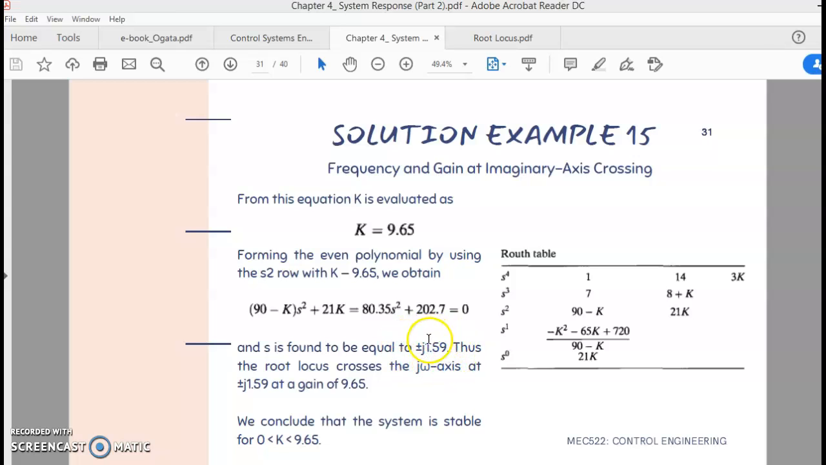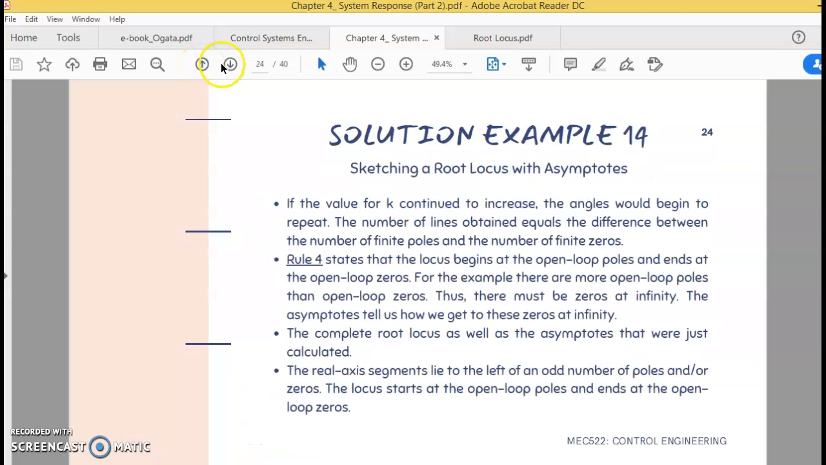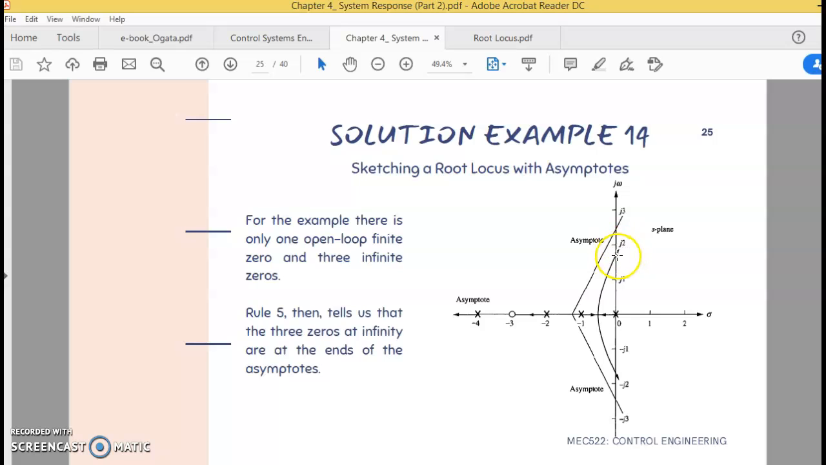Make sure this value is less than the j omega intercept for the asymptote. If it is bigger, it means something is wrong, meaning you calculated wrongly. So this is the intercept value on the j omega axis. If you look, you will get something like this. This one is 1.59.